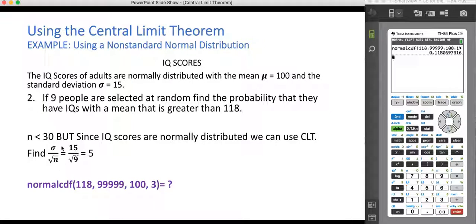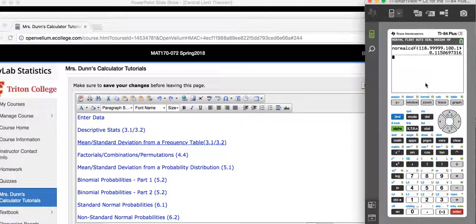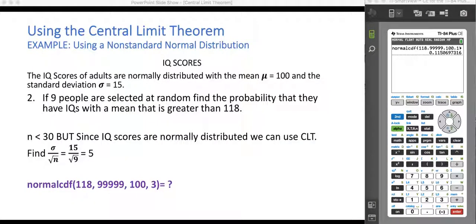So the only difference here is that since we're looking at a group of 9 people, we are going to have to adjust this standard deviation. We're going to take the standard deviation of the population and divide it by the square root of the sample size. The sample size is 9, so the square root of 9 is 3. 15 divided by 3 is 5. This number should be a 5. Okay, so I changed it to a 5 because it should have been a 5.